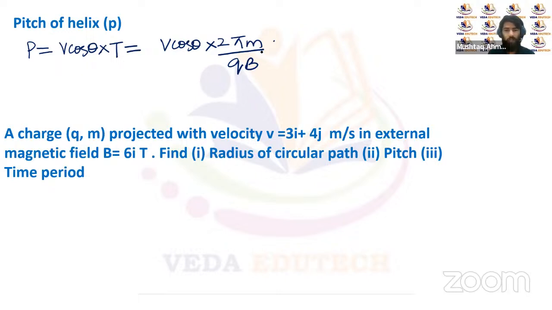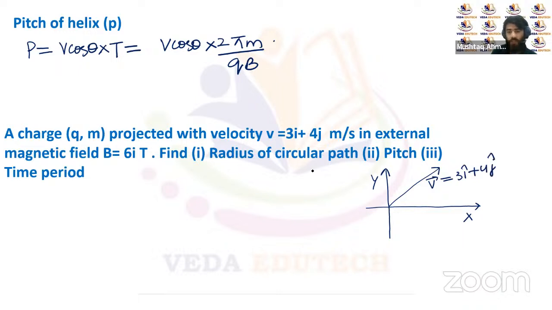You can see here, let's try to see whether this will be a helical path or not, right? So if we draw these vectors in this plane, 3i cap plus 4j cap will be a vector in the first quadrant of this y-x plane. So this vector will be the velocity vector, right, which will be equal to 3i cap plus 4j cap, and the magnetic field is directed along positive x-axis, right?